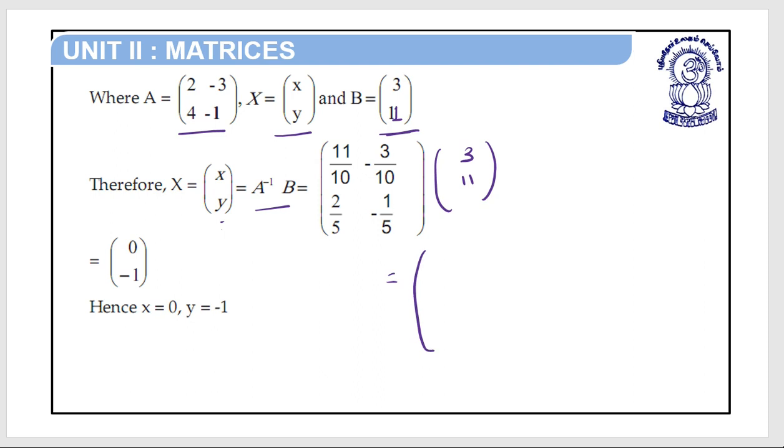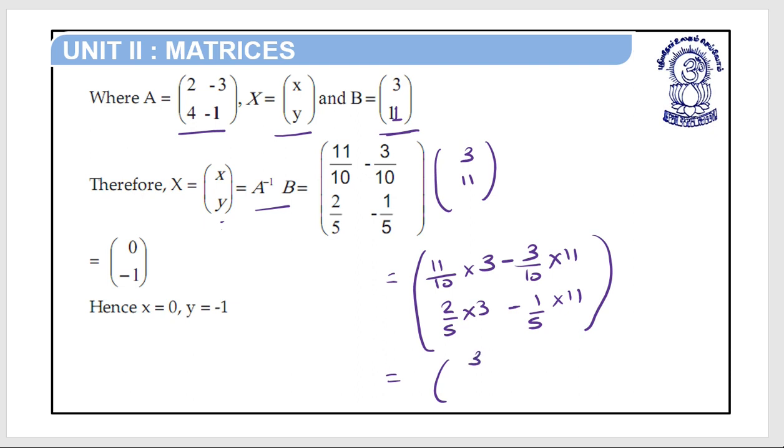by 10. Take the multiplication: 11 by 10 into 3 minus 3 by 10 into 11. 2 by 5 into 3 minus 1 by 5 into 11. So 33 by 10 minus 33 by 10. 3 2s are 6 by 5 minus 11 by 5.